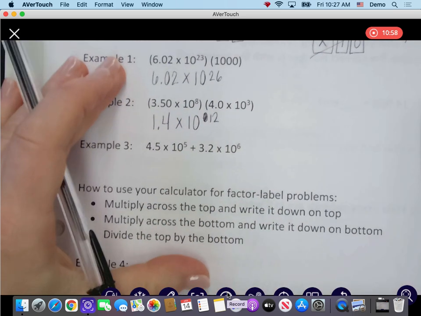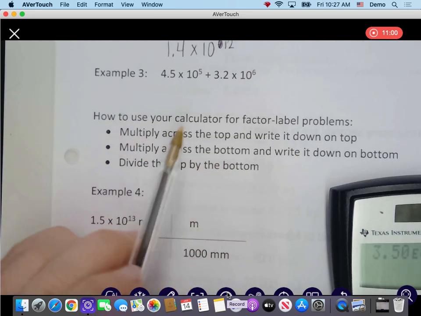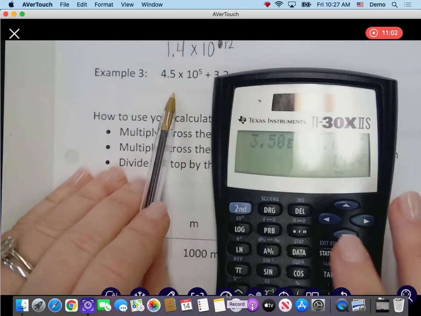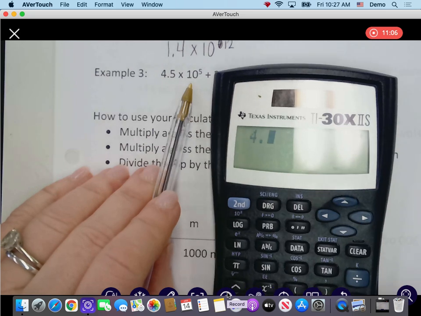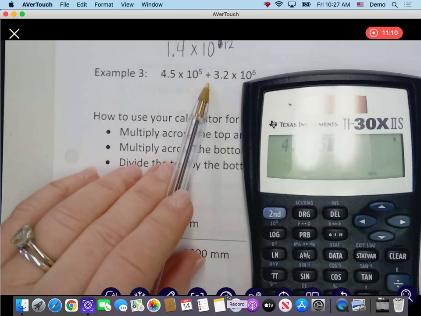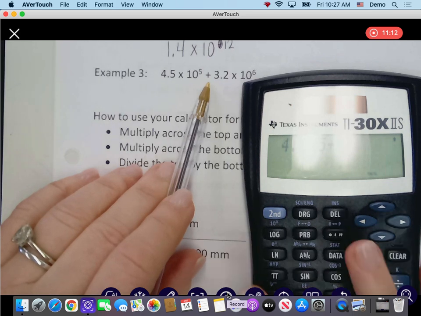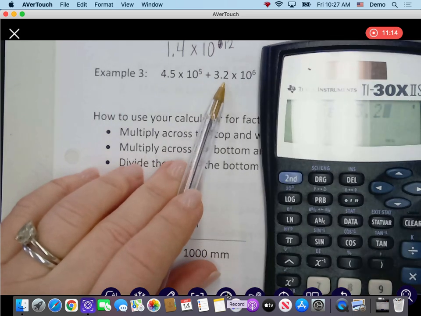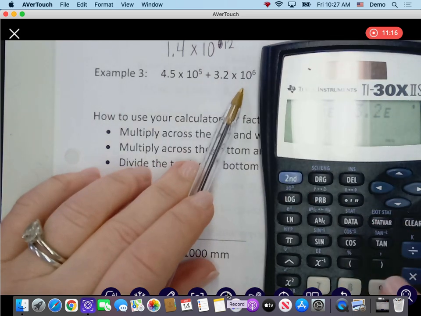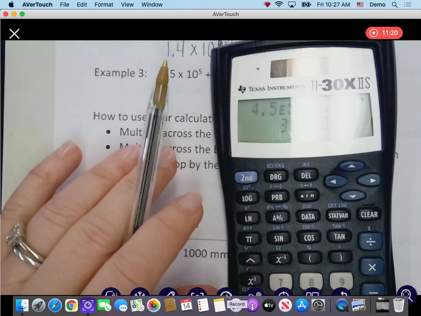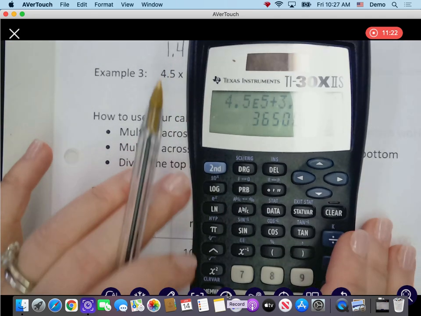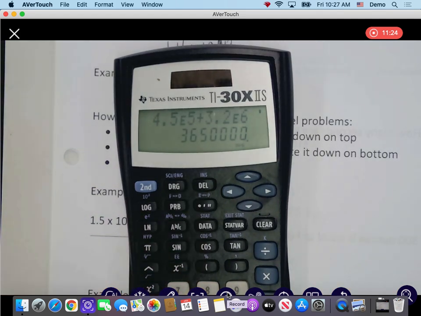Okay, now let's try an addition problem. So we're going to put in 4.5 EE5 plus 3.2 EE6 equals, now this time my calculator gave this to me in standard notation.